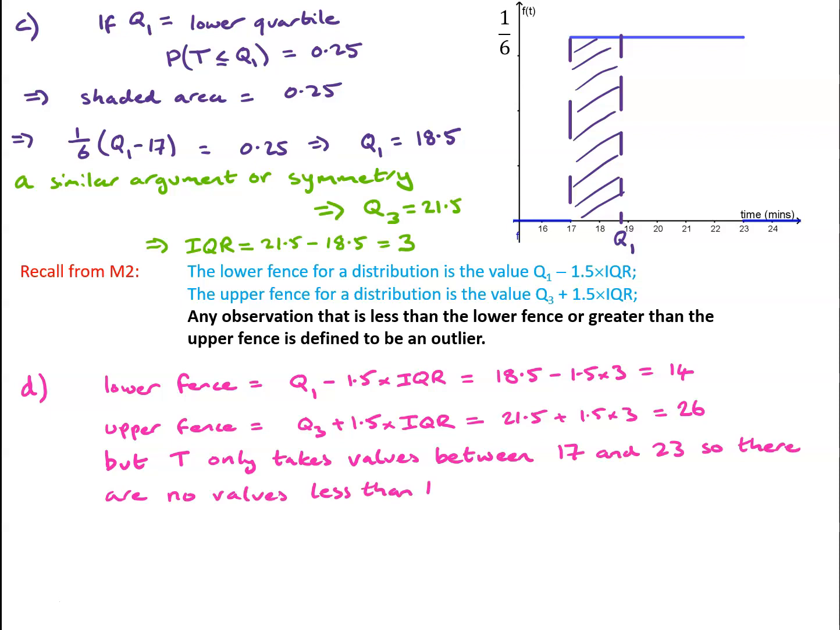But we know that the random variable t is only taking values between 17 and 23. So there are no values less than 14 or greater than 26. So there are definitely no outliers.